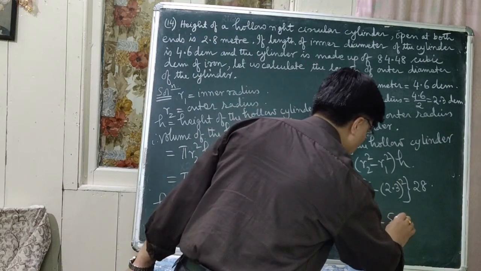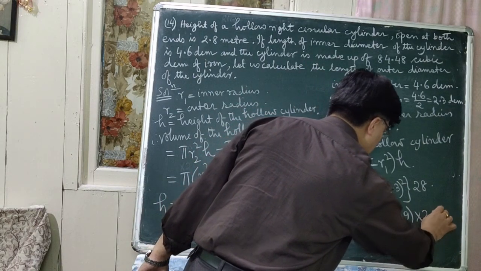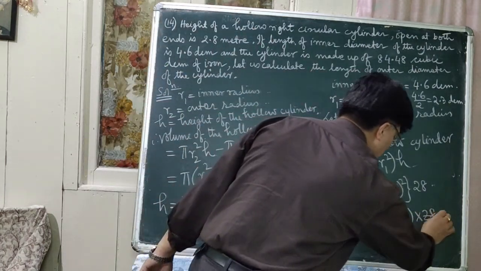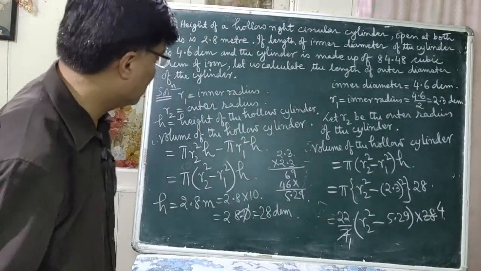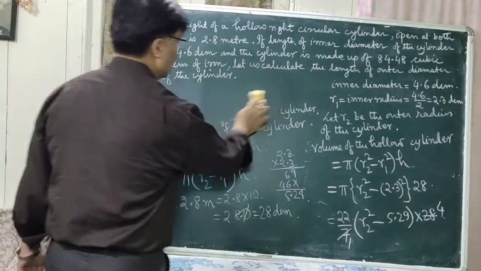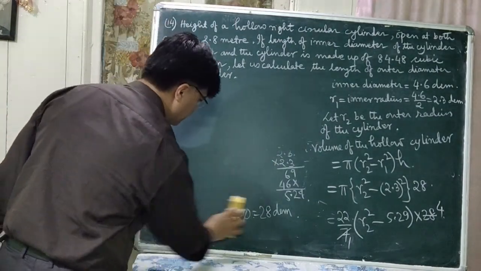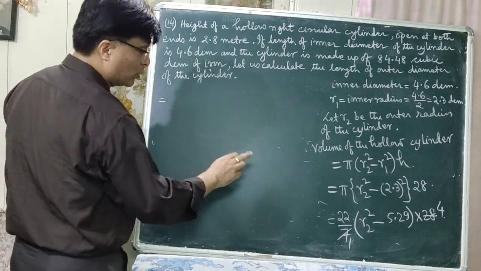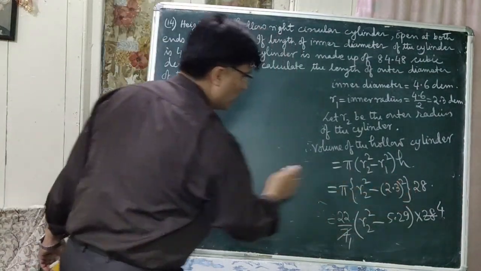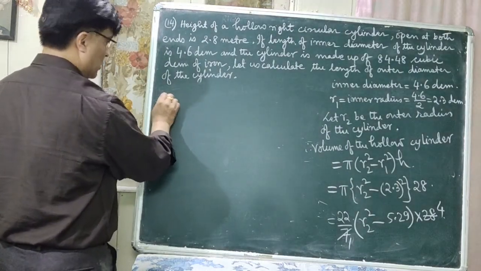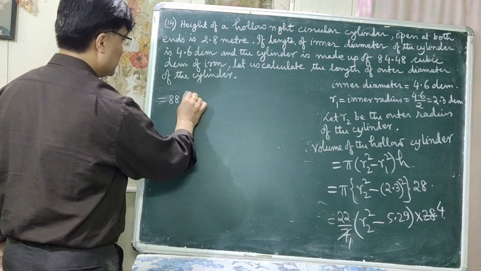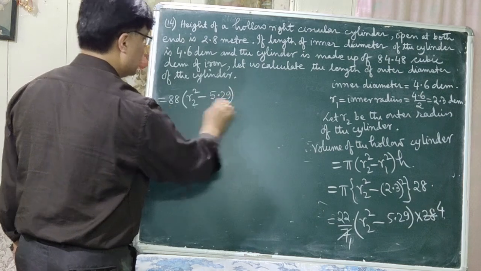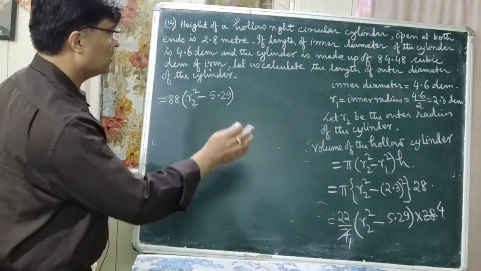So it is 5.29 into 28. Is that clear? So you can cancel it. 7 ones are 7. This is 7 fours are 28. Okay. So now let us simplify it again. Which is equal to, now multiply 22 into 4. This 22 into 4 is 88. Is equal to 88 within bracket, this is your R2 square minus 5.29, right? This is cubic decimeter.